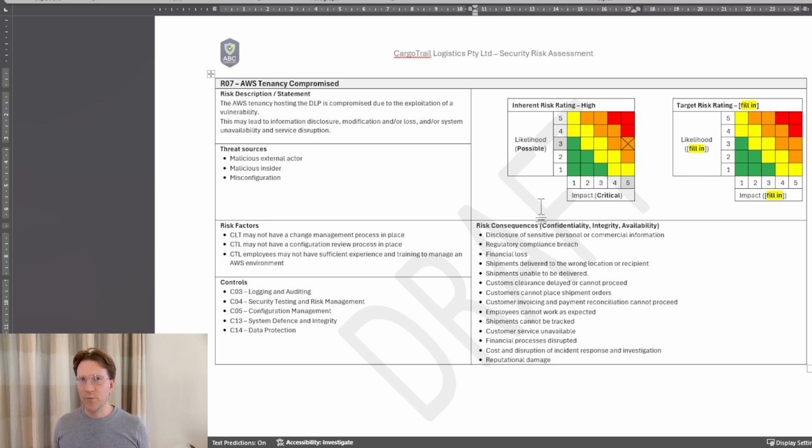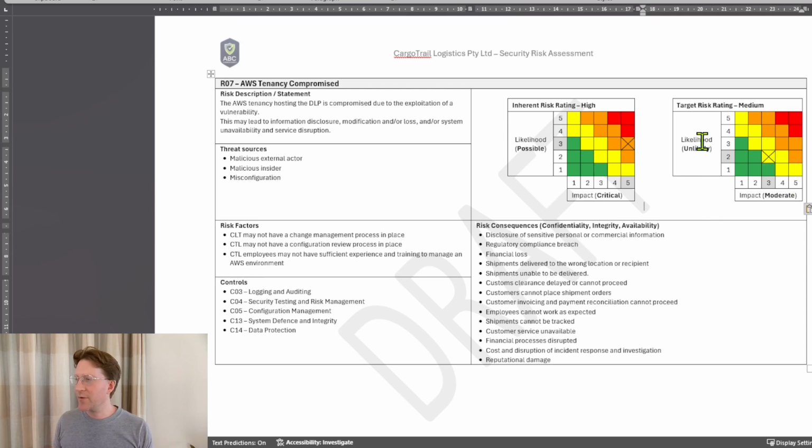But if the tenancy was compromised, then you are bringing down the digital logistics platform, which would be catastrophic for the business processes of the company. You'd also have a lot of information processed through that platform. And if that was disclosed, that would also be pretty catastrophic. So, similar to the access control risks in the beginning, you're looking at a whole host of different impacts: confidentiality, integrity, and availability. And therefore, these pile up to have a critical impact.